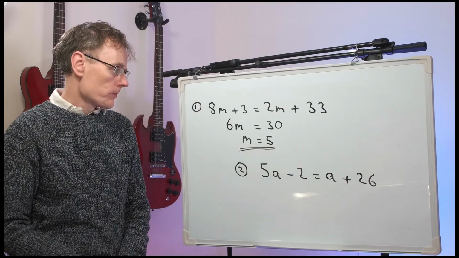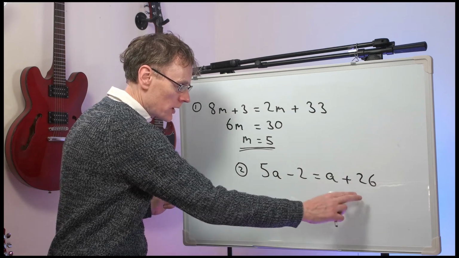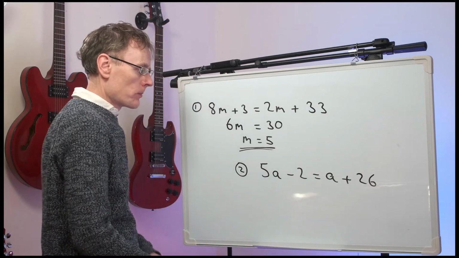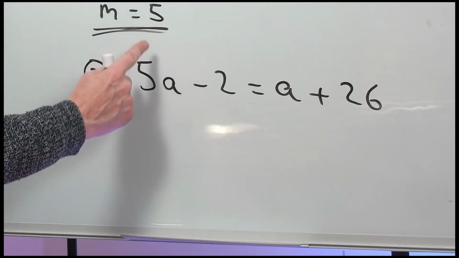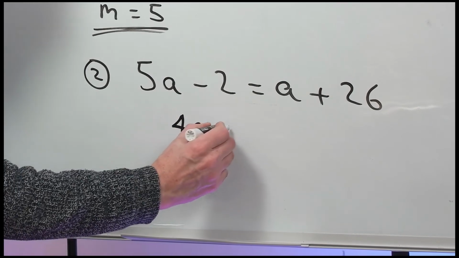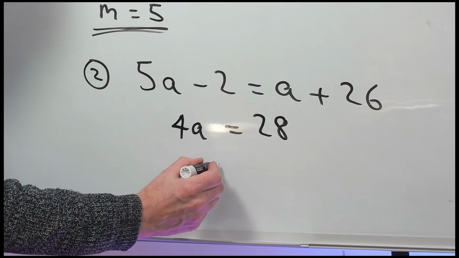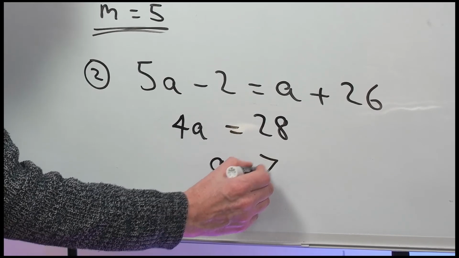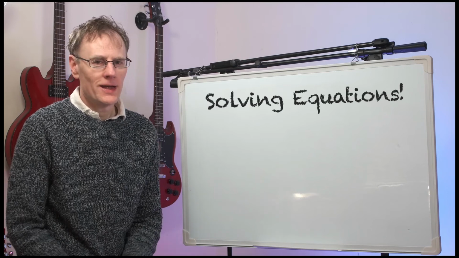Okay, number 2. So I want to get rid of that minus 2. I'm going to add 2 to both sides. And I want to get rid of that a. So I'm going to take away a from that side. I must take away a from that side. So 4a equals 28. a equals 7.